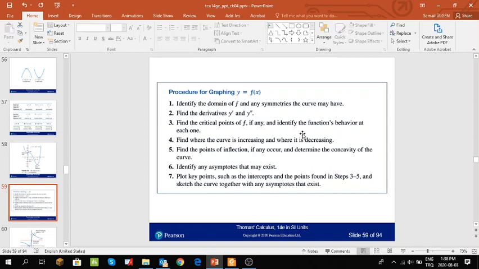And you're going to use the first derivative and express the behavior of the function. And then you're going to state where the curve is increasing and decreasing. Okay, this is the first part.